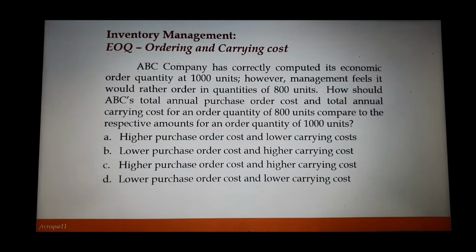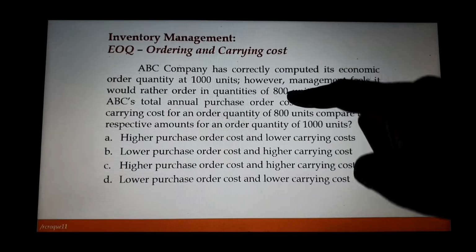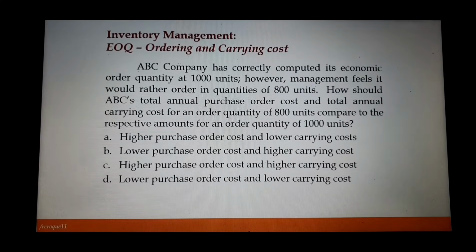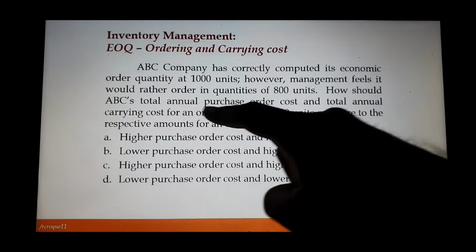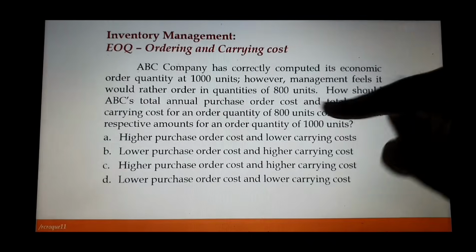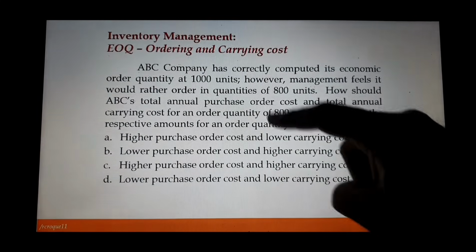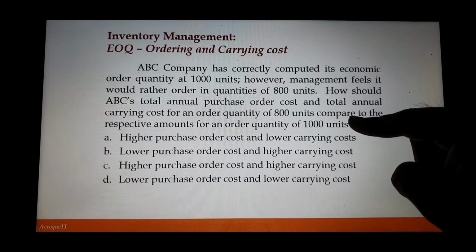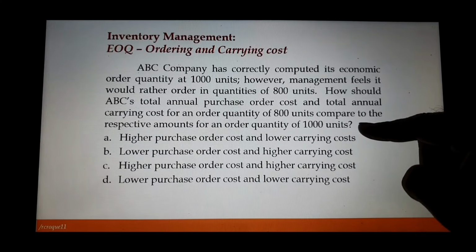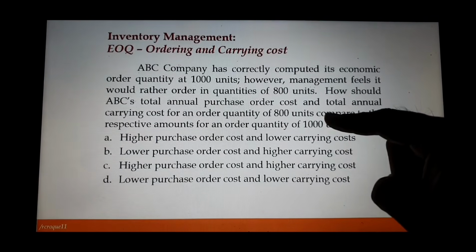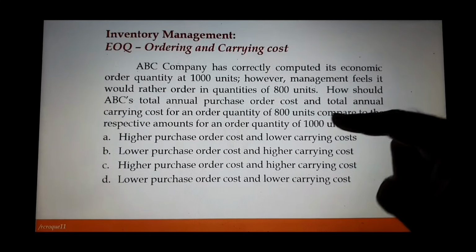Okay, quick check lang. So ABC Company has correctly computed its EOQ at 1,000 units. However, the management feels it would rather order in quantities of 800 instead of EOQ. So how should the total annual purchase order cost and the total annual carrying cost for an order quantity of 800 units compare to the respective amounts for an order quantity of 1,000, which is EOQ? So what will happen?